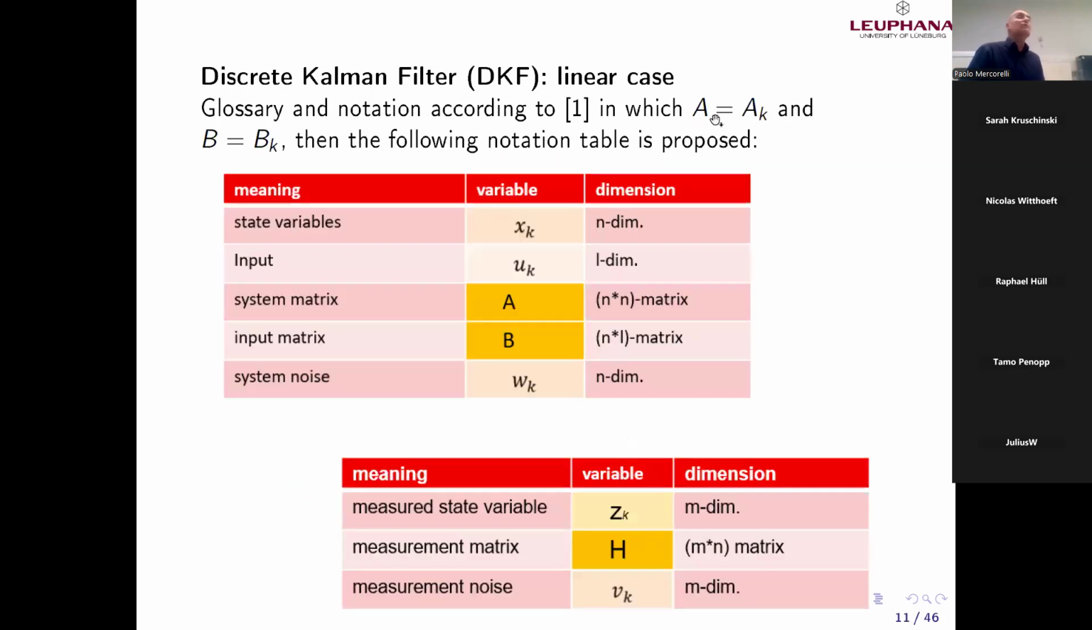We can see A in this notation is A_k. This means we assume that the system is already discretized. B is equal to B_k. And do you remember last time I told you the only difference from what I told you until now in this table is just this row here with three columns, in which we have a variable which is a vector with n components, exactly as x_k.